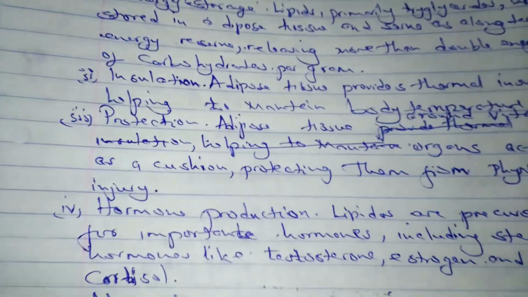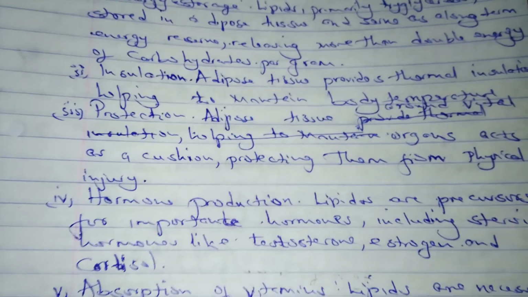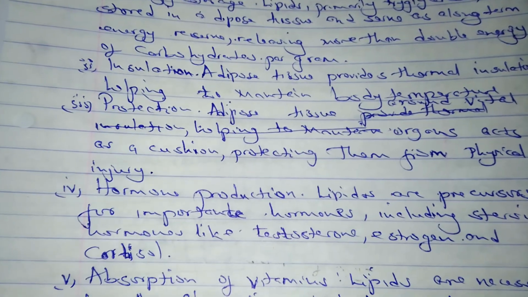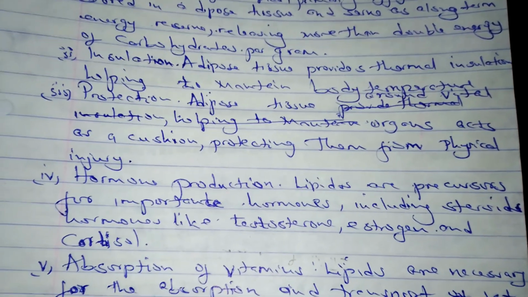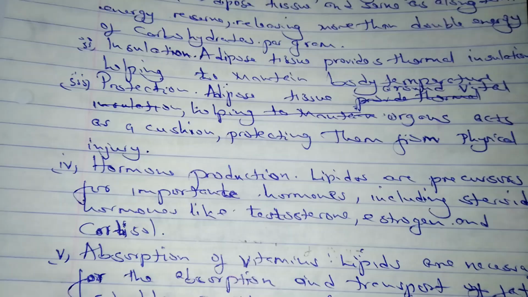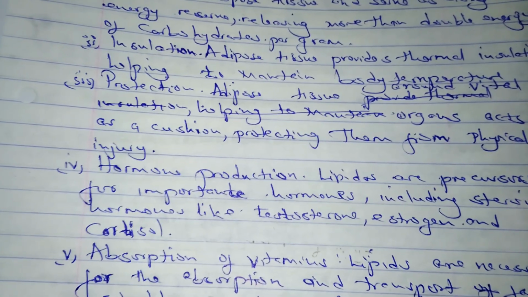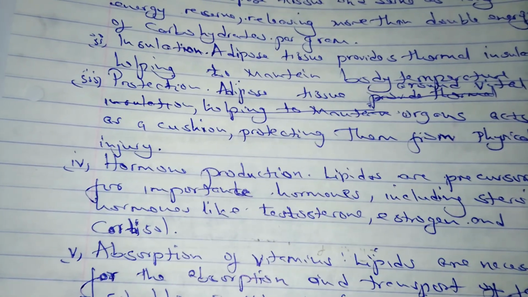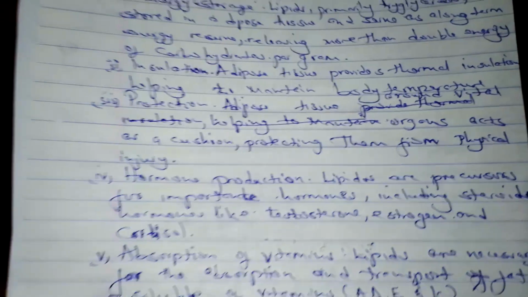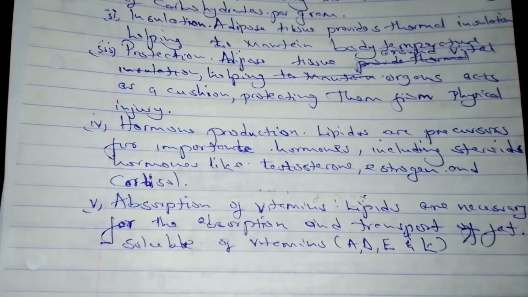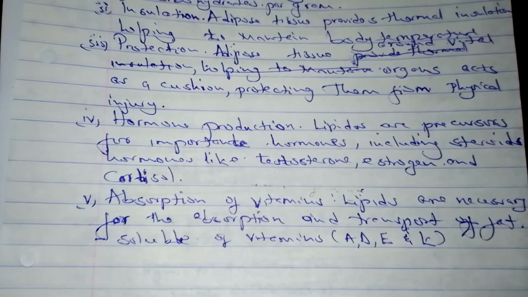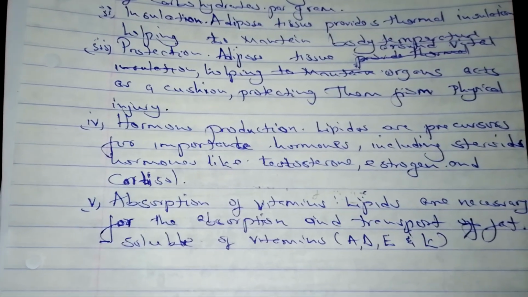And then we also have hormone production. Lipids are precursors for important hormones, including steroid hormones like testosterone, estrogen, and cortisol. And then absorption of vitamins. Lipids are necessary for absorption and transport of fat-soluble vitamins, for example A, D, E, and K.